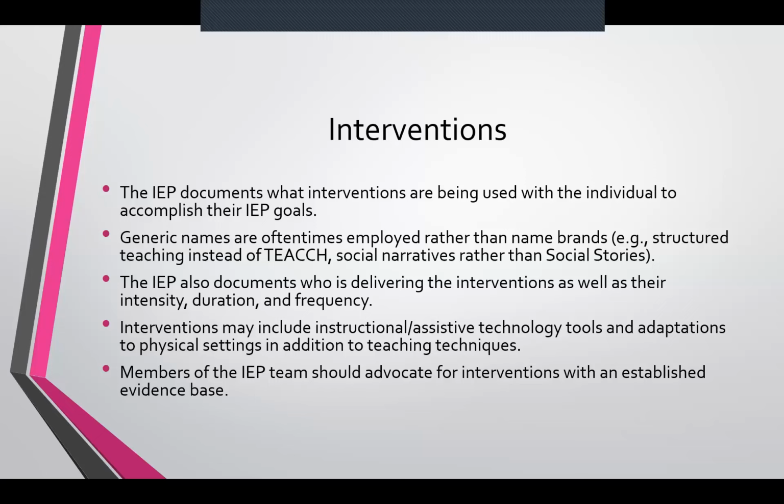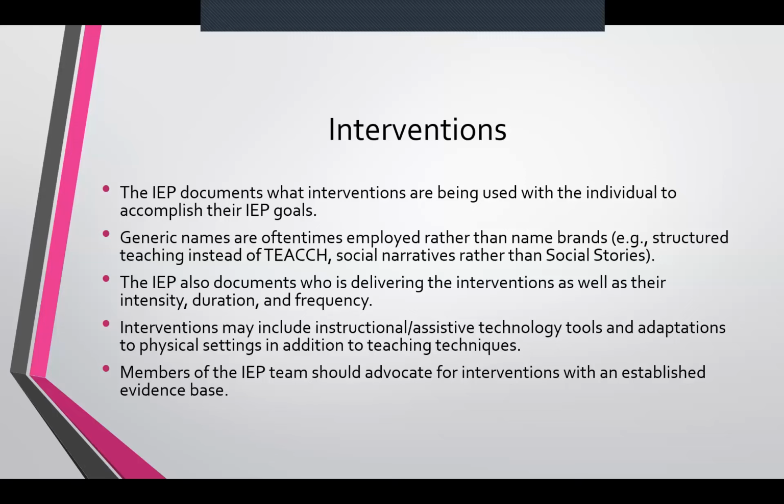Or for example, there's a type of intervention called social stories, but that was kind of a trademark name brand thing. And so oftentimes you'll see social narratives listed out in the IEP document, saying we're going to do something along the lines of social stories, but we're maybe not going to use that brand name program. Okay. The IEP is also going to document who's delivering the intervention, as well as the duration, the frequency, the intensities, right? So how many times a week or month, how long those sessions are, those kinds of things. Interventions also can include things like assistive technology or instructional technology tools, adaptations to physical settings, in addition to what we'd consider more like intervention or teaching techniques.